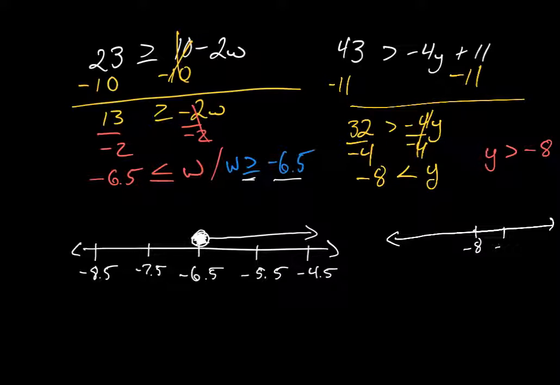Negative 8, negative 7. Remember, we're going to do a few on each side. Negative 10. I'm going to leave it open because there's no or equal to, and y is all the numbers bigger than negative 8. So again, we're going to the right.